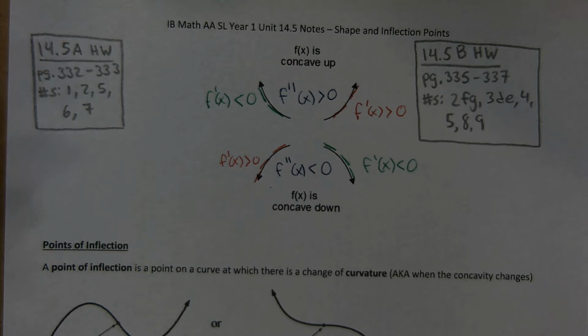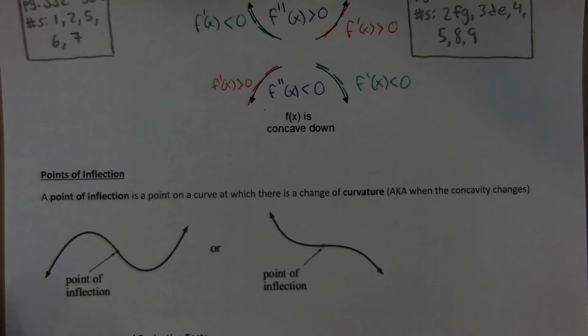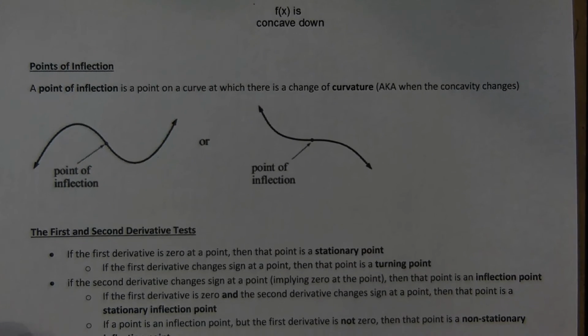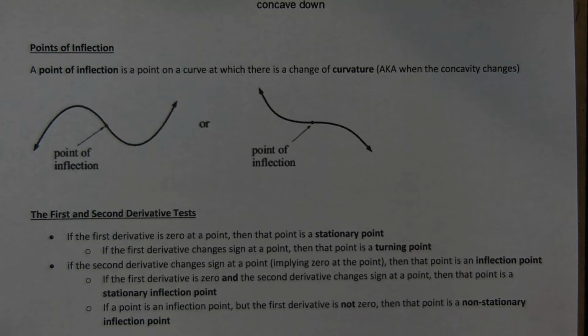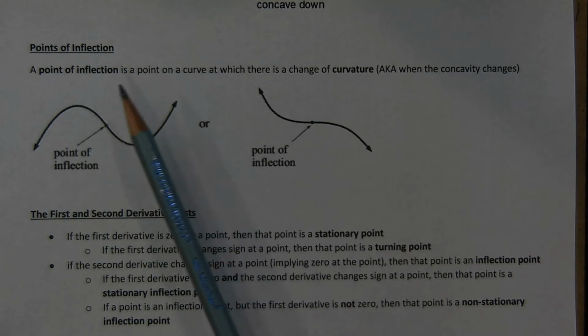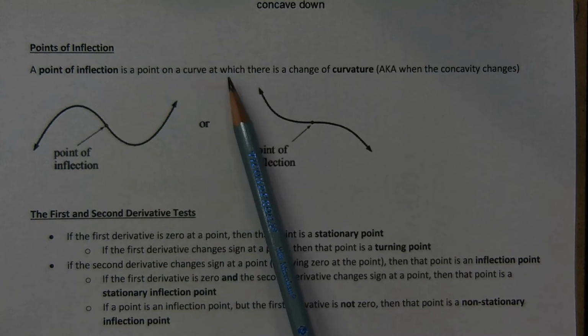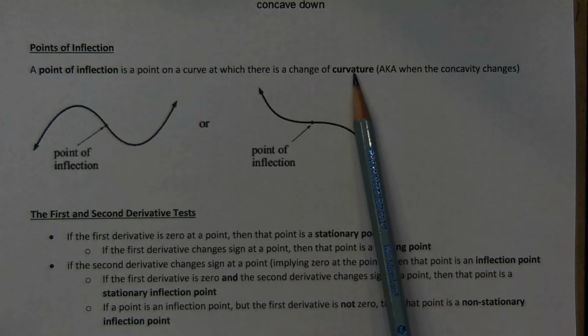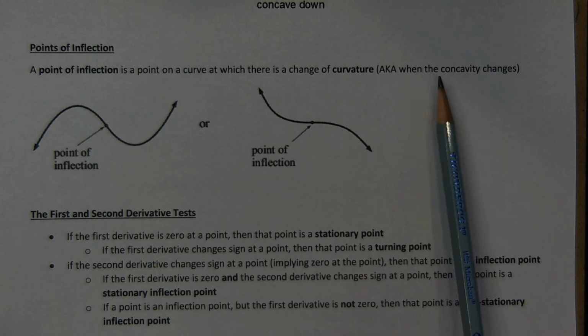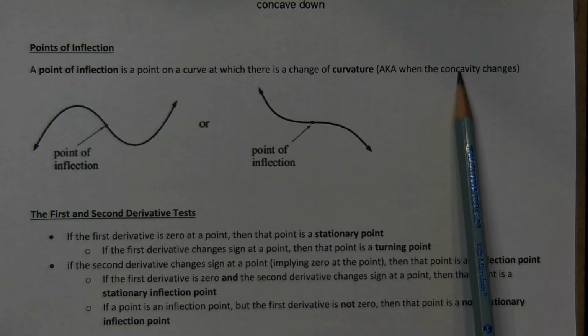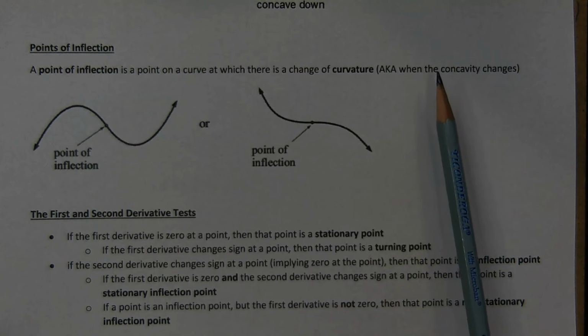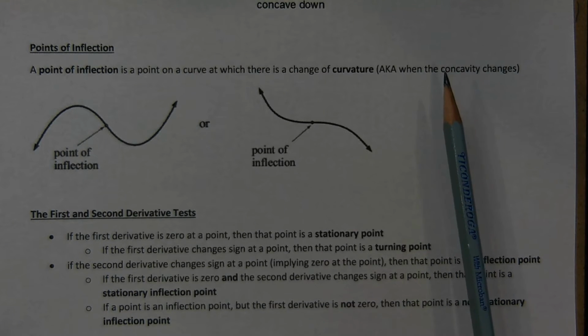So let's talk about something that we've already talked about before, points of inflection. Well, a point of inflection is a point on a curve at which there is a change of the curvature, aka when the concavity changes from concave up to concave down or concave down to concave up. This is also known as a shape change.